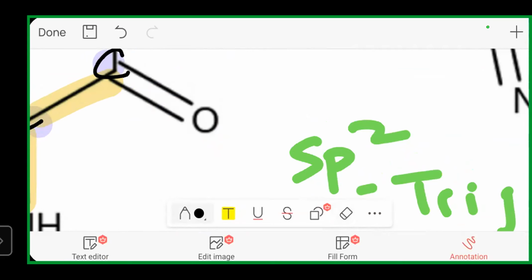Anybody? The lone pairs. Who was that? Rake and Bruce. Nice work. Lone pairs. All right.